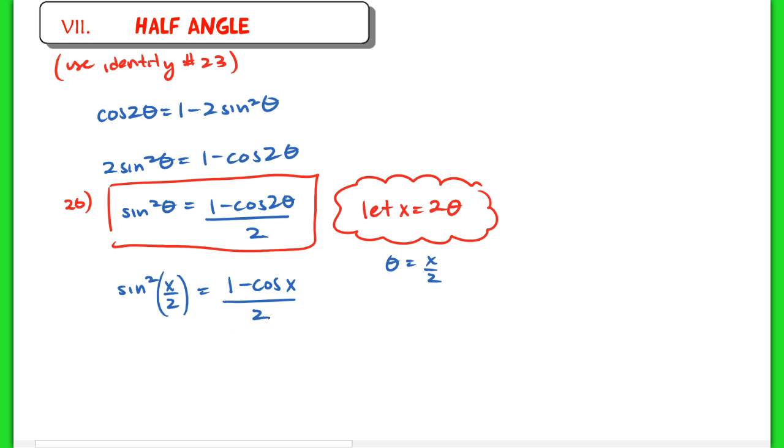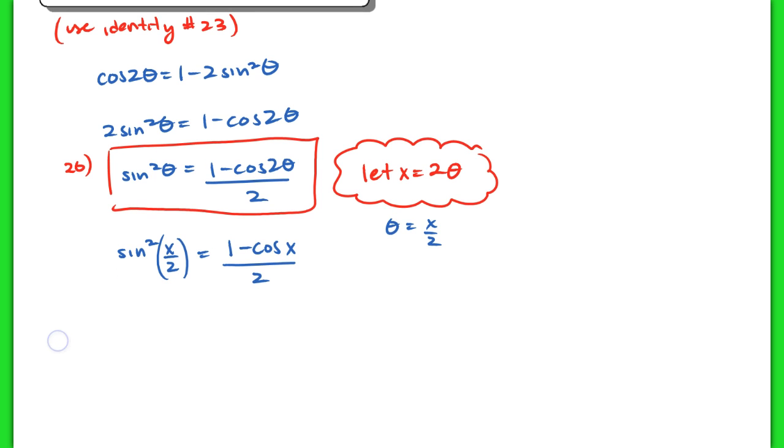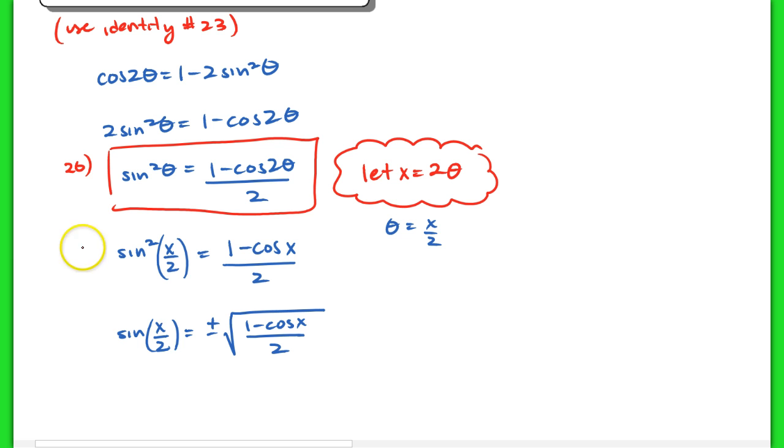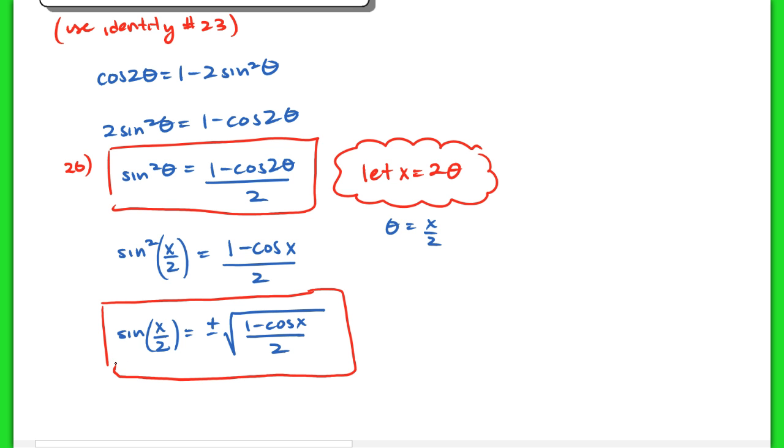Now I want to get sine all by itself, and this is actually how I end up with my half angle formula. So I square root both sides. Now if I square root the left-hand side, I have sine of x over 2 equals this positive or negative square root of 1 minus cosine of x over 2. So this is another unique identity here. This is my half angle formula, and this is identity number 27.